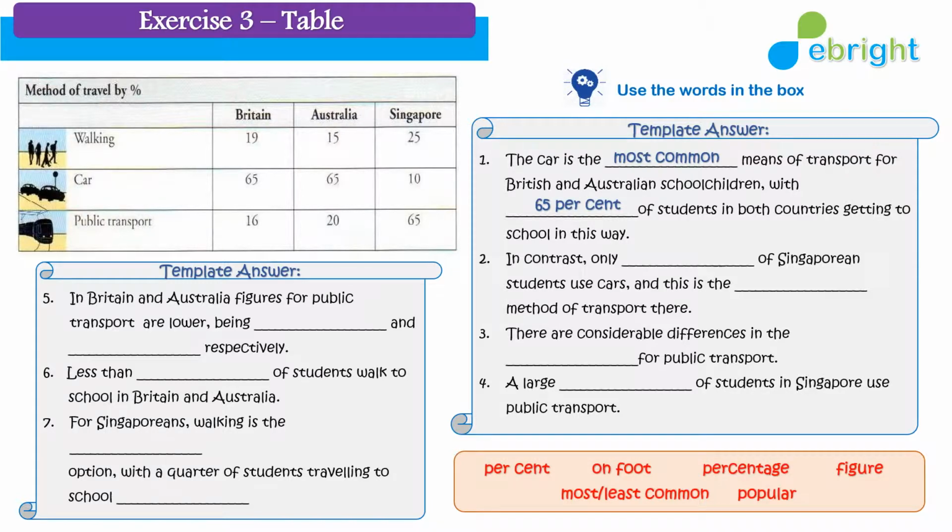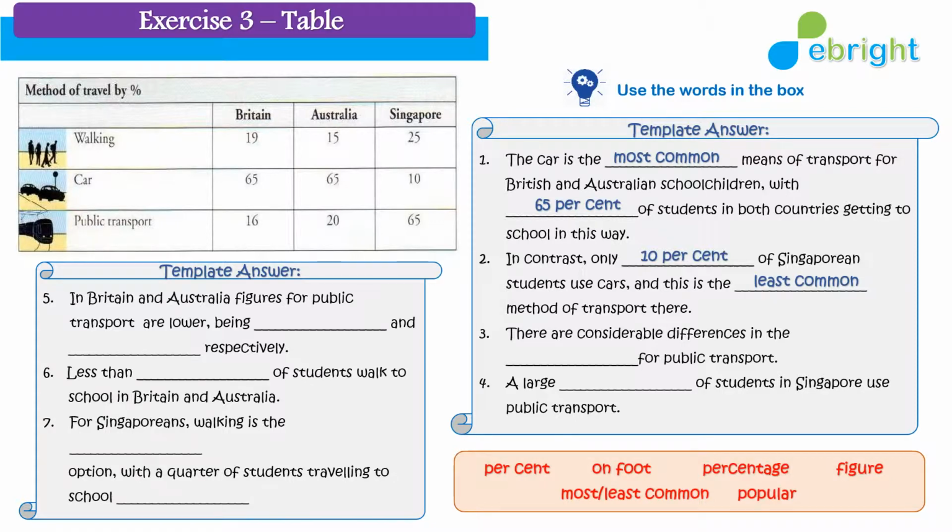As for number 2, in contrast, only blank of Singaporean students use cars. Let's move our eyes to Singapore, use car. It's only 10%, so you've got 10, and we put the word percent from the box here. And this is the blank method of transport there. Because it's only 10, this is the least common method of transport there. The word there refers to Singapore.